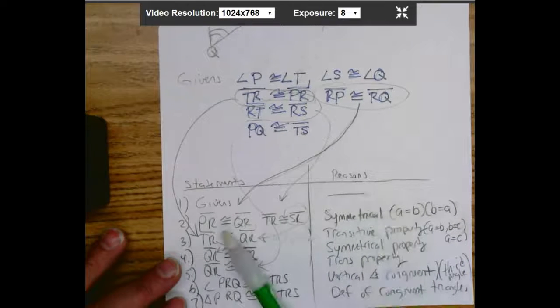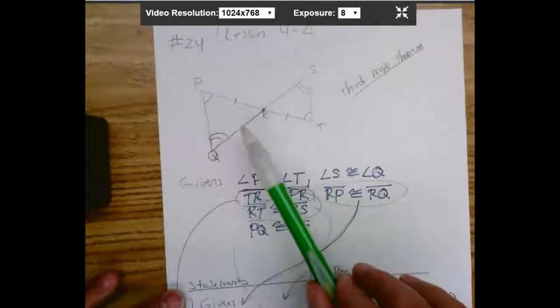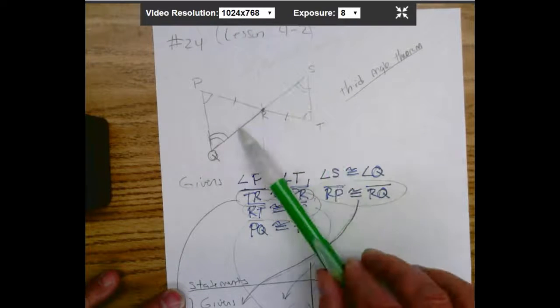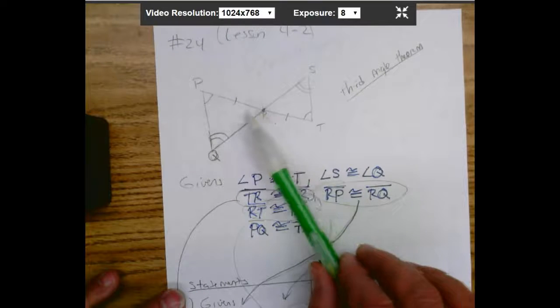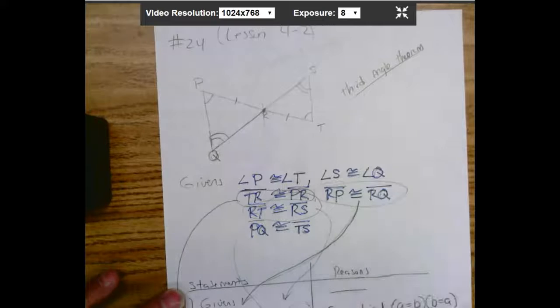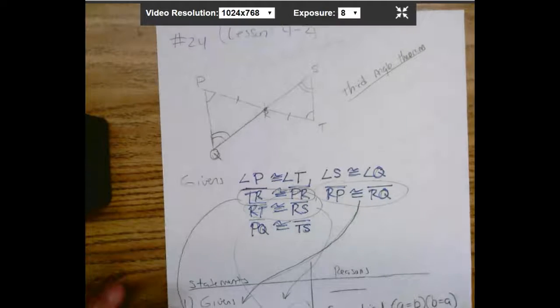The first thing we could then do is we have all this right up here, and we want to try to prove this one side here is the one that's kind of problematic, right? This one's not so problematic, the PQ. But this one right here, are they equal to each other? Well, we're going to see.